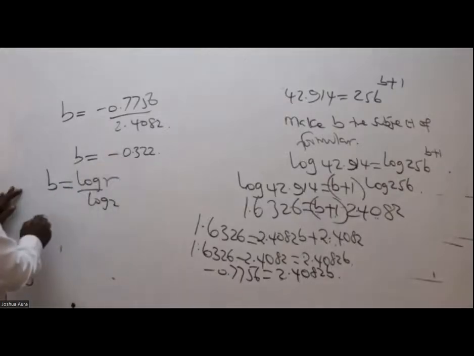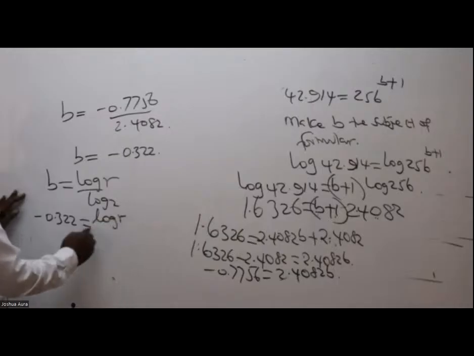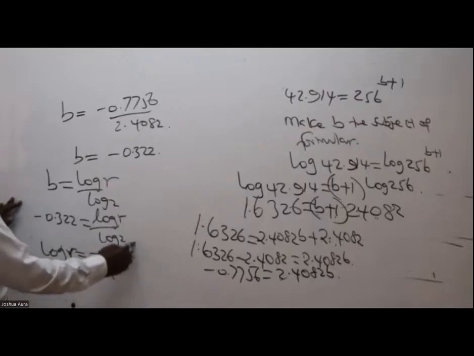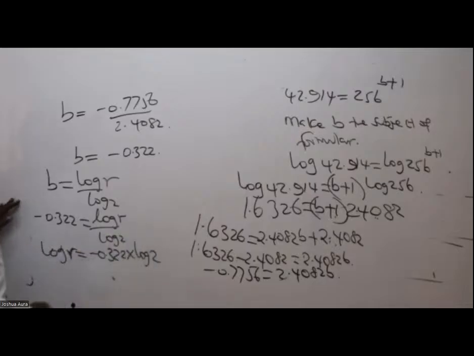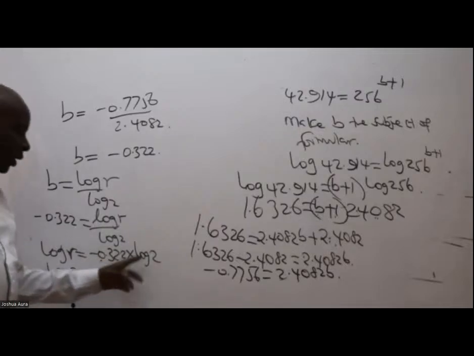So this B is minus 0.322 equals log R over log 2, implying that log R will be equal to minus 0.322 times log 2, like that. So could you kindly multiply this for me to enable me get log R? Multiply these two and give me an answer.